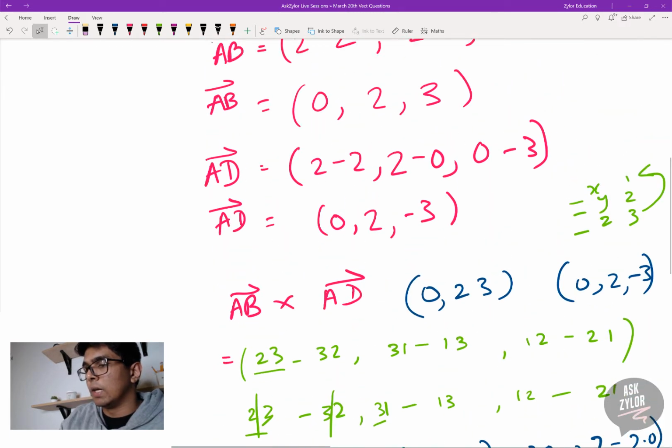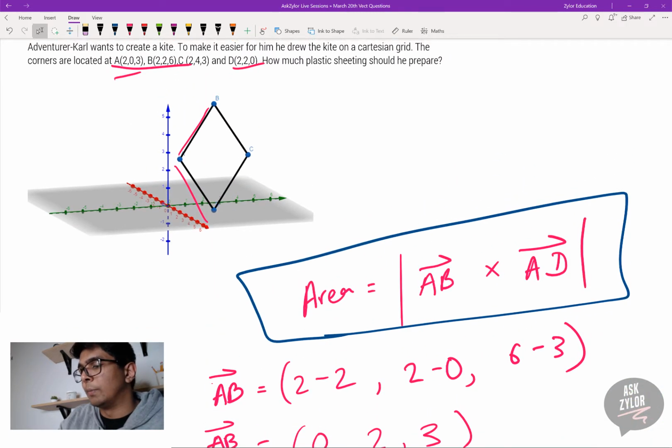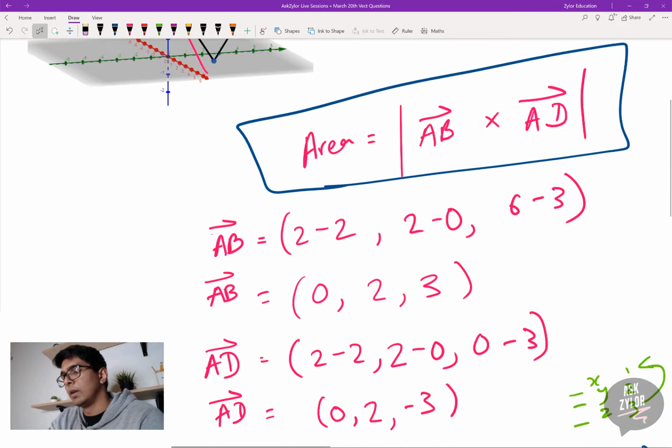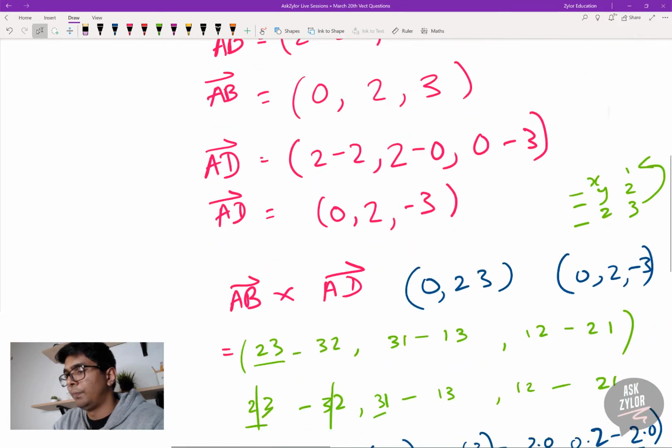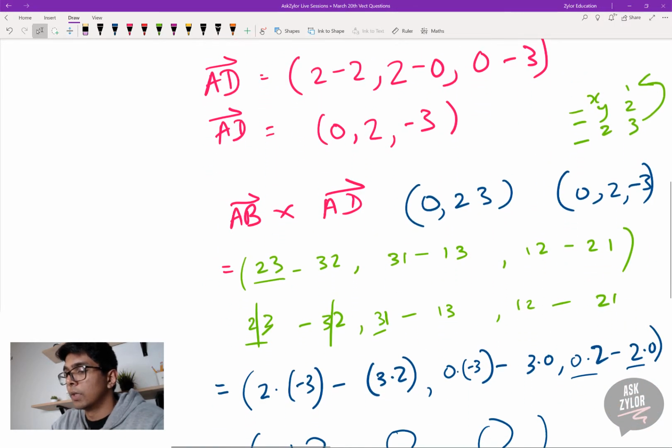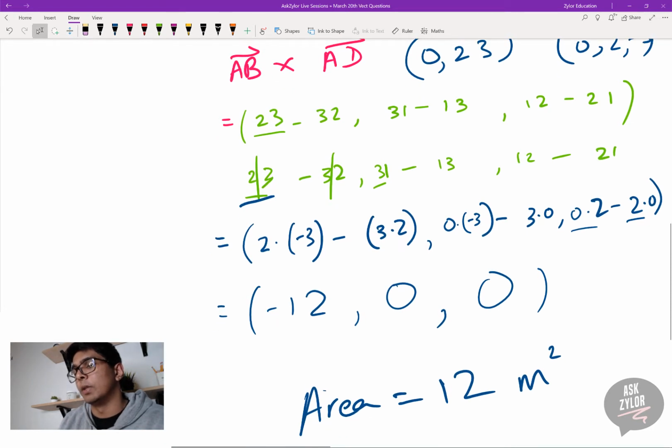So what did I do? I realized that I was given a parallelogram and I had to find the area of the parallelogram because they're asking how much plastic sheeting is needed. So I just used two adjacent sides to do the cross product. I picked AB and AD, and then I went ahead and found the vectors AB and AD and did the cross product for them. And I showed you a little trick to do the cross product easily. And then I plugged those numbers in, came up with a vector of negative 12, 0, 0, the magnitude of which is just 12.